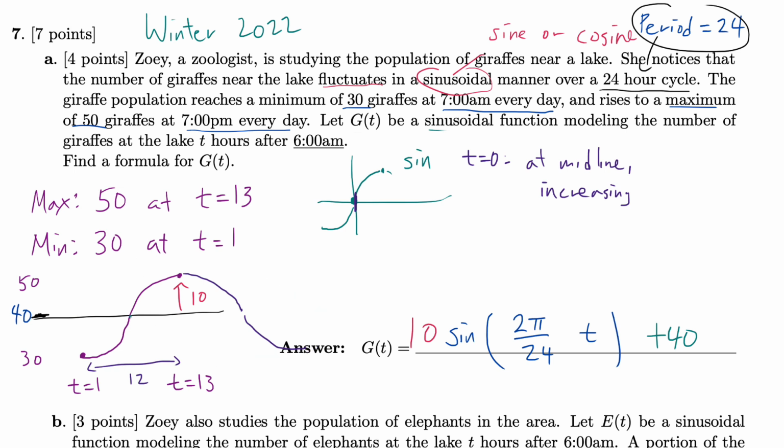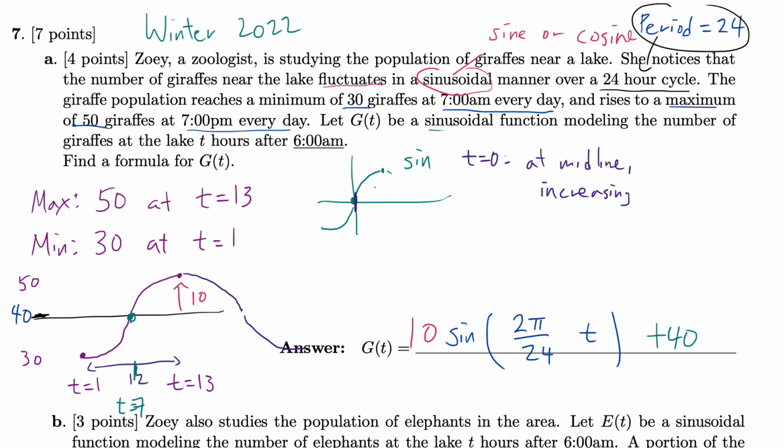Well, that's happening right here, right in between t equals 1 and t equals 13, we are at a midline and we are increasing. So what is the coordinate of this point? Well, this is halfway between 1 and 13, so this is exactly 7. So you know this is happening at time of 7.